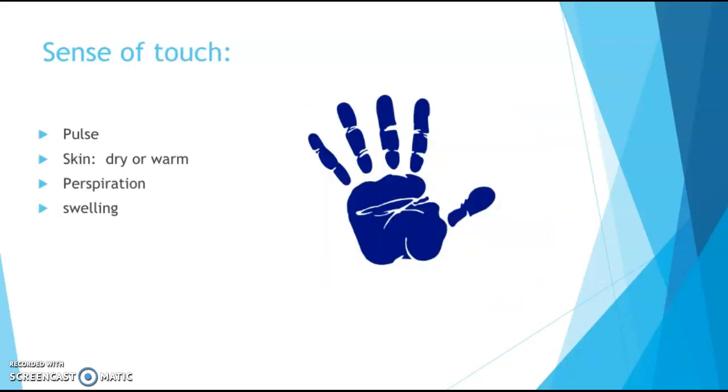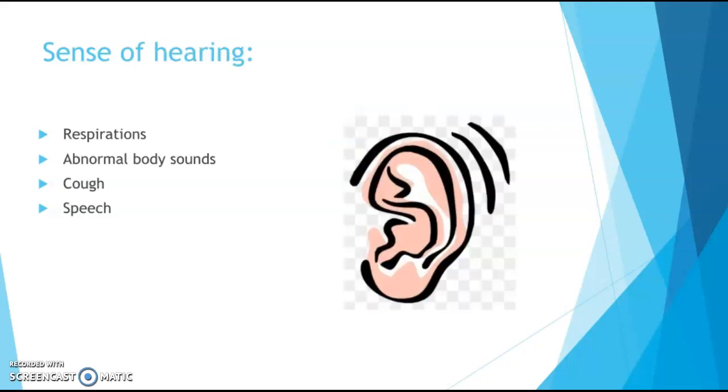Our sense of touch, we need to feel our patient's pulse. Is that pulse real weak? Is it real strong? Is it thready? Is it irregular? That means their heart rate is irregular. I need to know if their skin is dry and warm, if they're perspiring a lot, if they're real cool and clammy, and again, if they've got swelling. I've got to be able to tell those things about my patient when I'm doing my assessment.